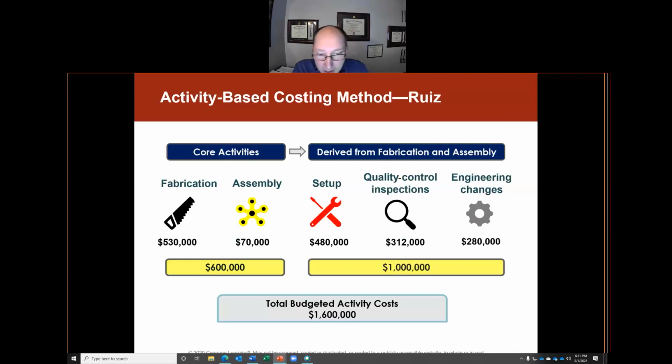So our core activities, we budgeted $600,000 to our core activities of our overhead. We budgeted $600,000 out of our $1.6 million original budget. $1.6 million is our annual budget. We budgeted $600,000 of that 1.6 to our core activities, fabrication and assembly.